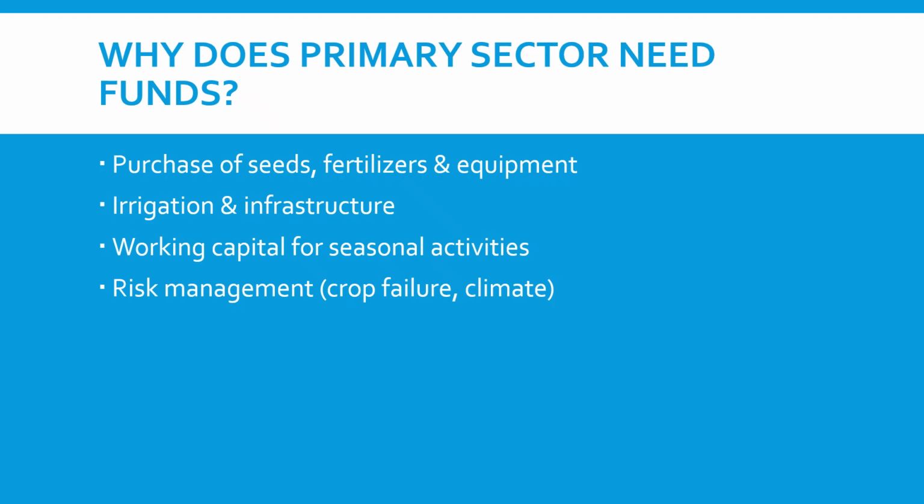So, now the big question is, why does the primary sector need finance or funds? Funds are required for purchasing seeds, fertilizers, and pesticides, buying tools, tractors, and equipment, irrigation facilities like bore wells, canals and pipe systems, working capital for seasonal activities, and risk management in case of crop failure. Unlike salaried income, farmers spend money first and earn income later.